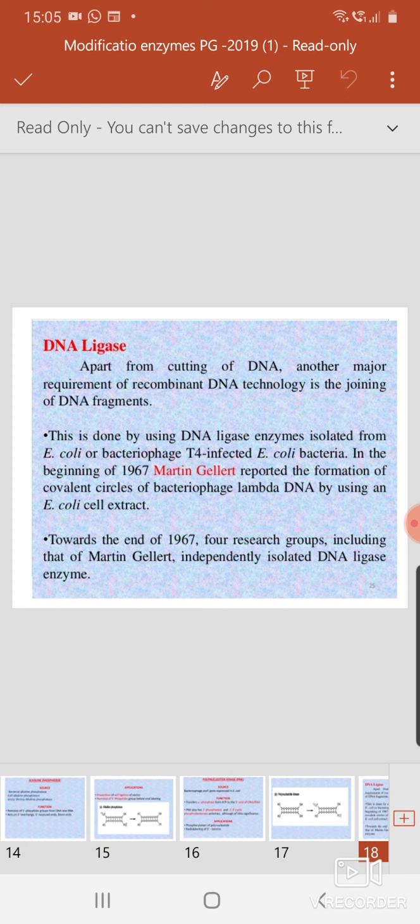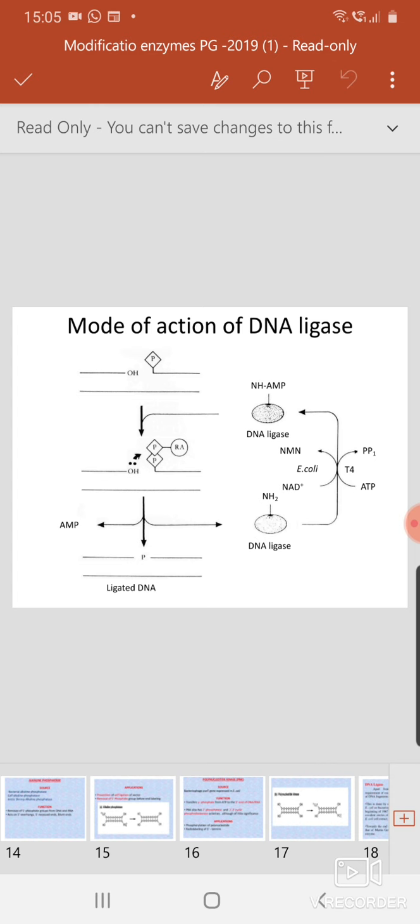There are two types of the same enzyme isolated from two sources. One is T4 bacteriophage, another is E. coli. It was isolated in the year 1967 by four research groups, including Martin Gellert, who initially reported this enzyme. The mode of action is that it joins the phosphodiester bond, and preferably to perform this experiment the temperature we need to keep below 15 or 20-degree, even though the optimum temperature of the enzyme is 37-degree.